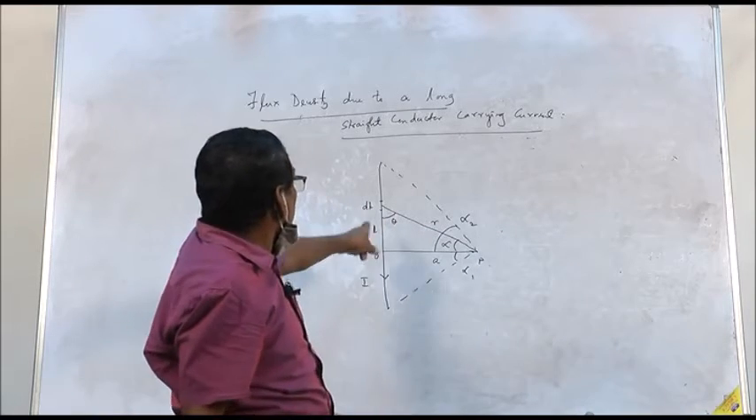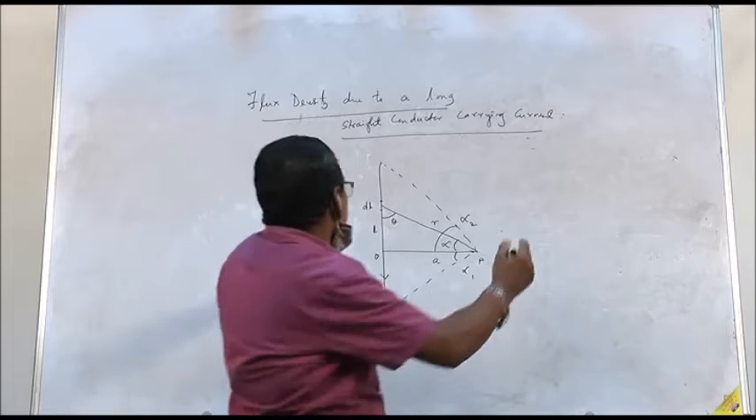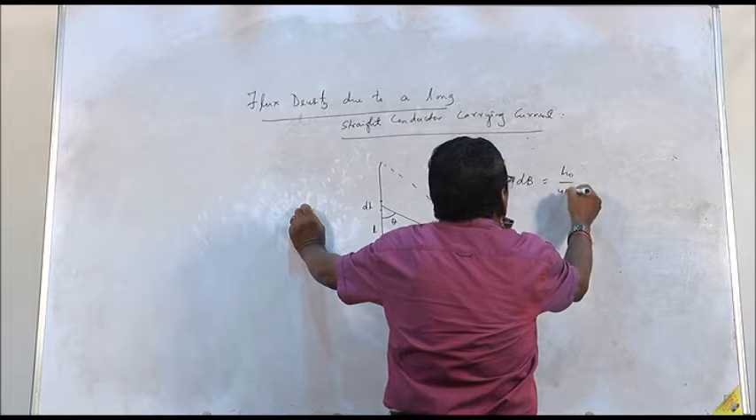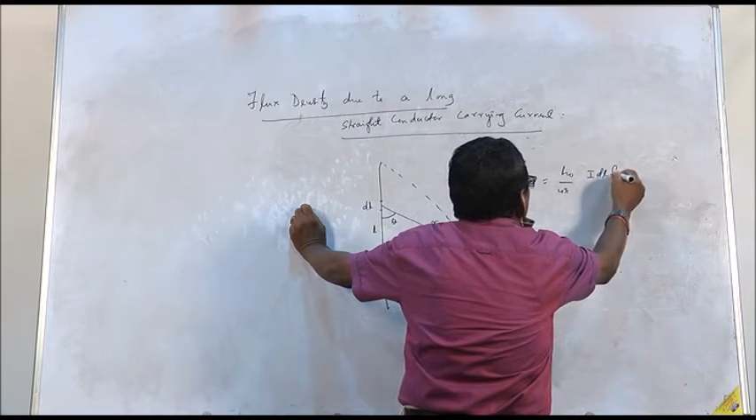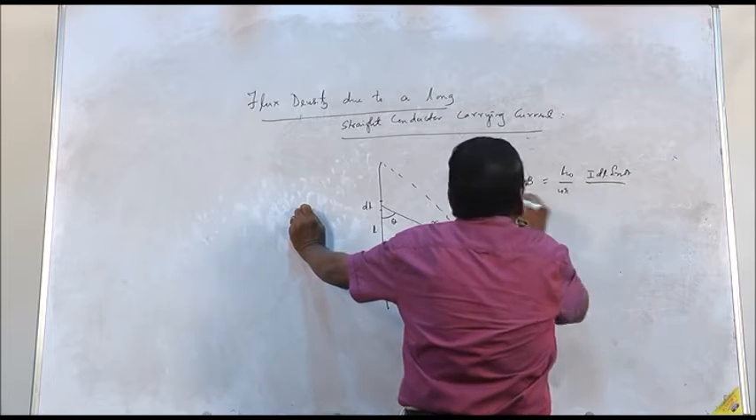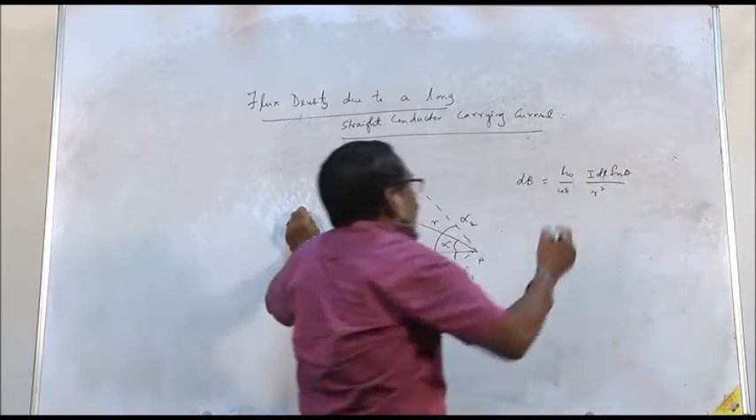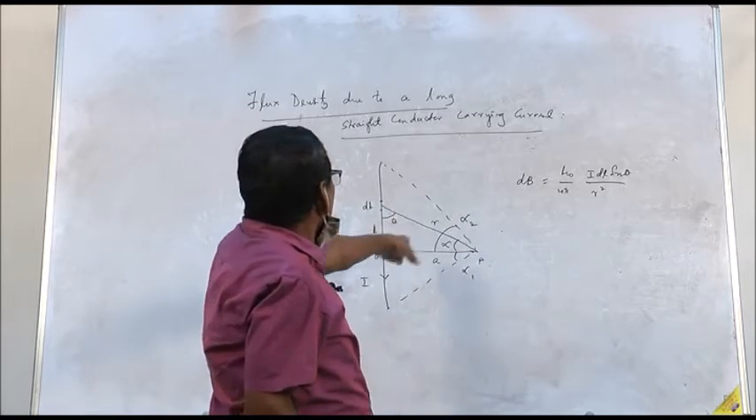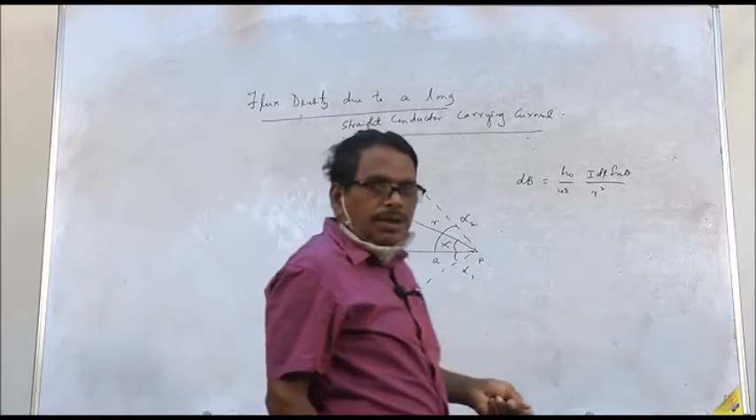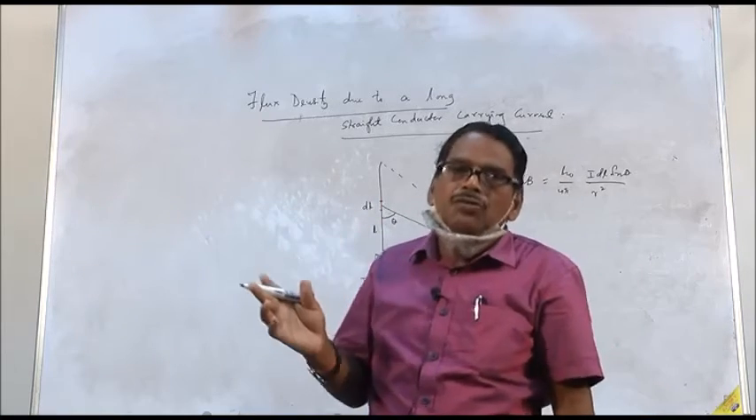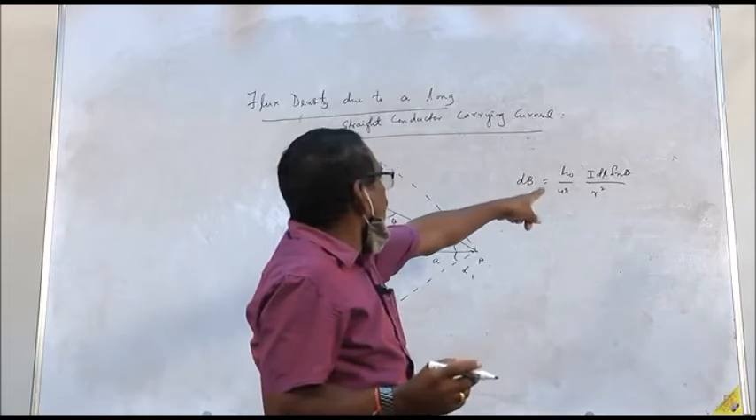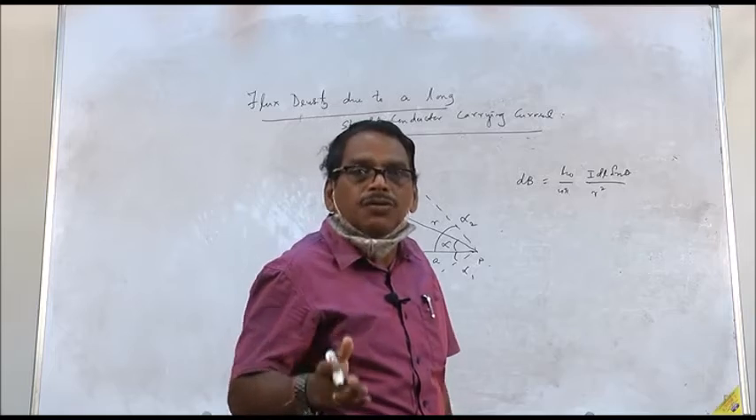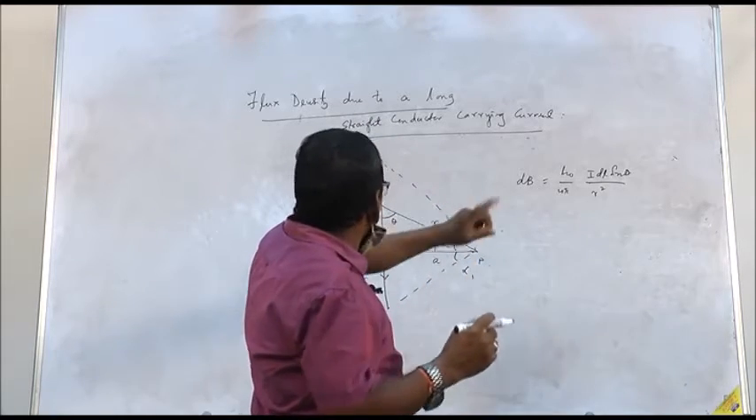According to Biot-Savart law, what is the flux density at P? dB will be, just apply Biot-Savart law, mu 0 by 4 pi I dl sin theta by r square. In this case, we have a number of variables. In the circular coil, we had a single variable, that was dl only. But in this case, L is a variable, theta is a variable, r is also a variable. So, how to integrate it for all the 3 variables? To find that out, let us proceed.